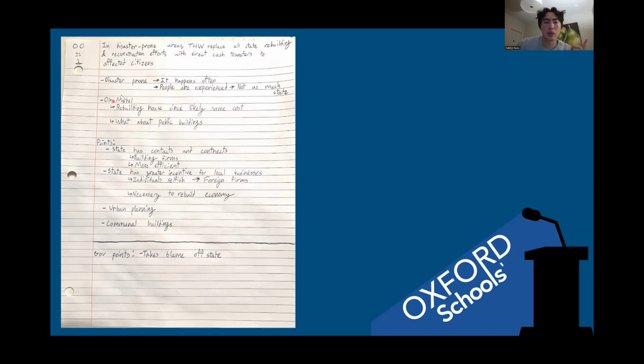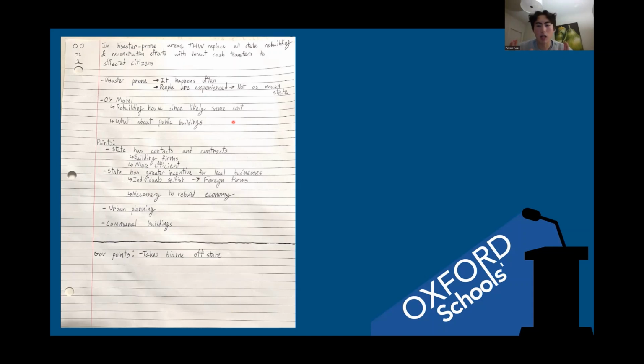Then I start thinking about what the opening government model is likely going to be. Rebuilding houses, since it's likely the same cost, that direct transfer is enough to rebuild your own house, things like that. And then I also question what about public buildings? I'm not sure what opening government is going to say.